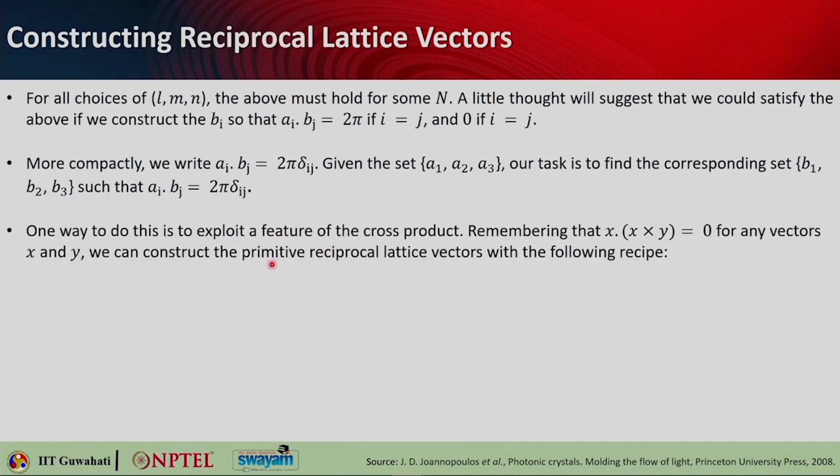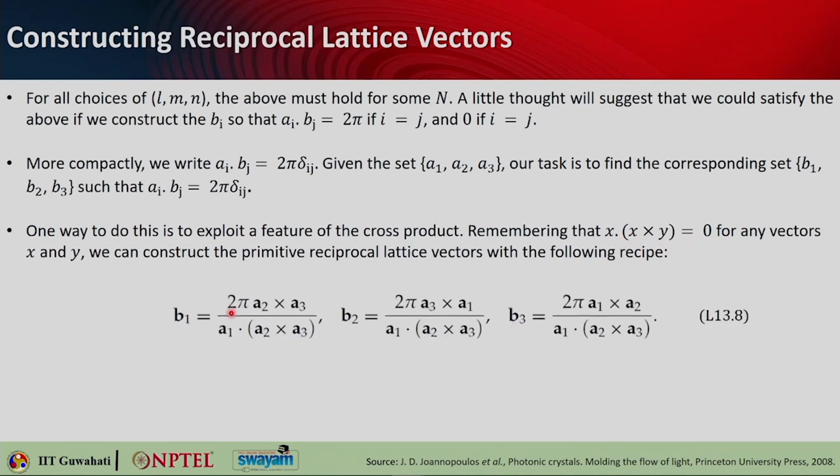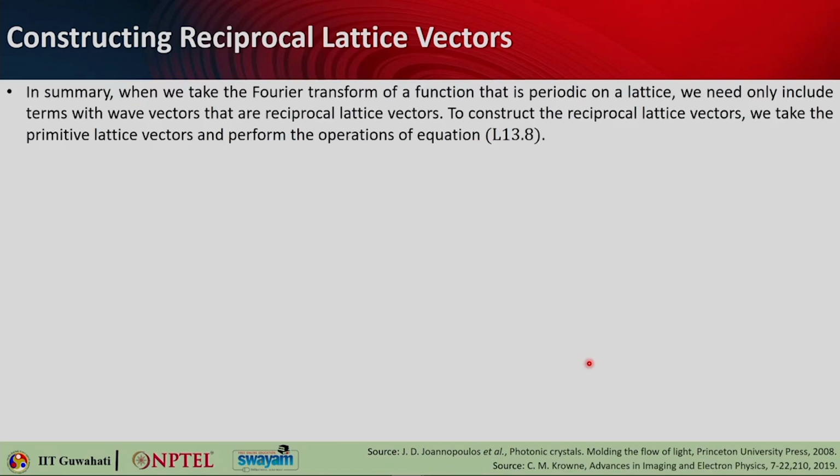Now one way to do this is to exploit a feature of the cross product. You remember the formula that x dot (x cross y) equals 0, which holds for any vectors x and y. Using that, you can find that the primitive reciprocal lattice vectors can be obtained from the real lattice vectors using this formula. So B1, B2, B3 can be obtained from A1, A2 and A3 using these particular relationships.